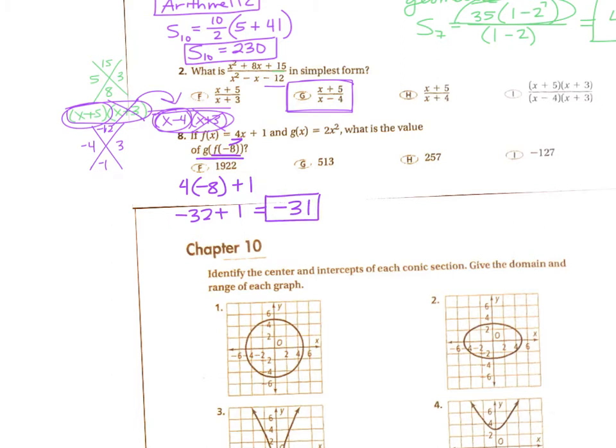Okay, and then they ask us to plug that into our g of x. So we plug -31 in right here. So it's 2 times -31 squared. So -31 squared, that comes out to 961, so it's 2 times 961, which is 1922, so that's letter F.